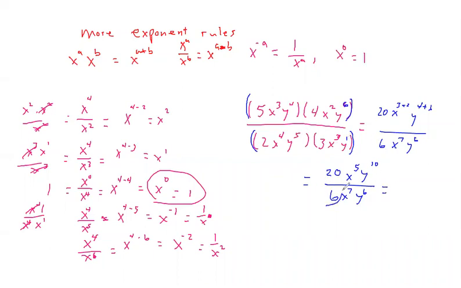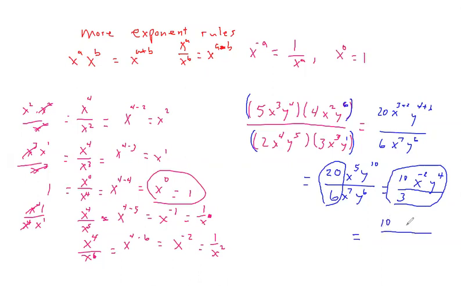Then if I take the 3 problems here and do them, this first problem, divide by 2, I get 10 over 3. And here I get x to the 5 minus 7 would be negative 2. And here I get y to the 10 minus 4, or minus 6, is y to the 4th. Now, that's an okay answer, but chances are they'll ask you to put it in positive exponents. Maybe not. So then this would be 10y to the 4th over 3x squared. That might be your better answer.